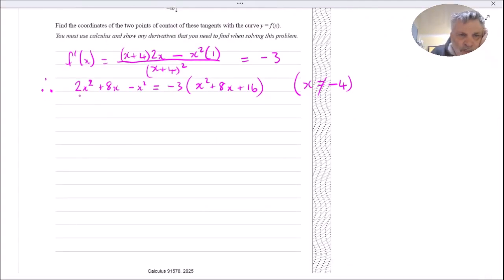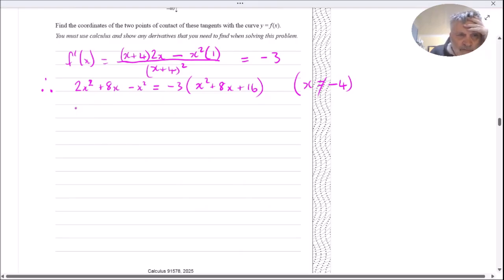So we now get 2x squared. We've got -3x squared here, so that's going to be 5x squared over this side. We've got 8x, and we've got -24, so that's 8 and 24, so plus 32x. 2 plus 3 minus 1, so this is actually 4x squared. No constant terms here, and we've got minus 48, so we're going to get plus 48 over here, equal to 0. These have all got a factor of 4, so we can divide by 4.